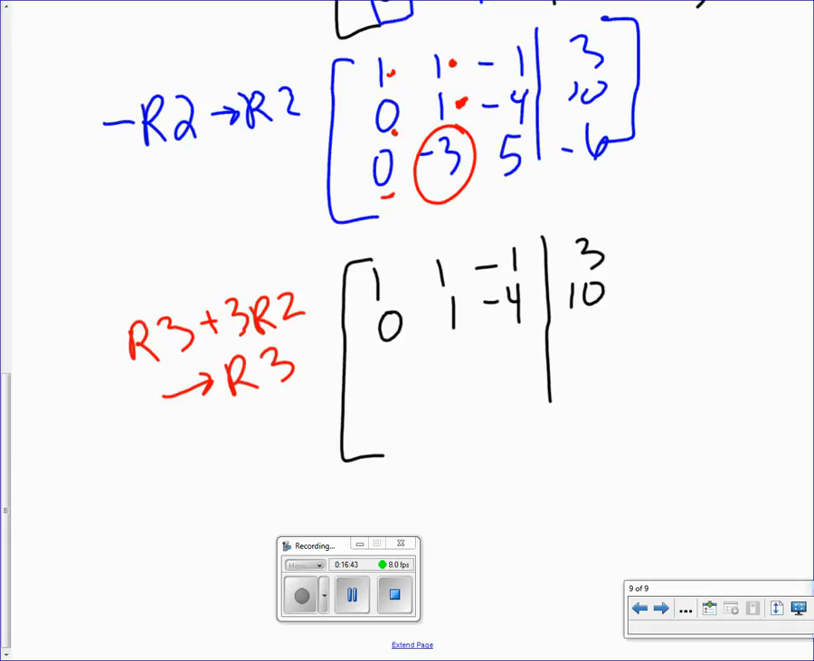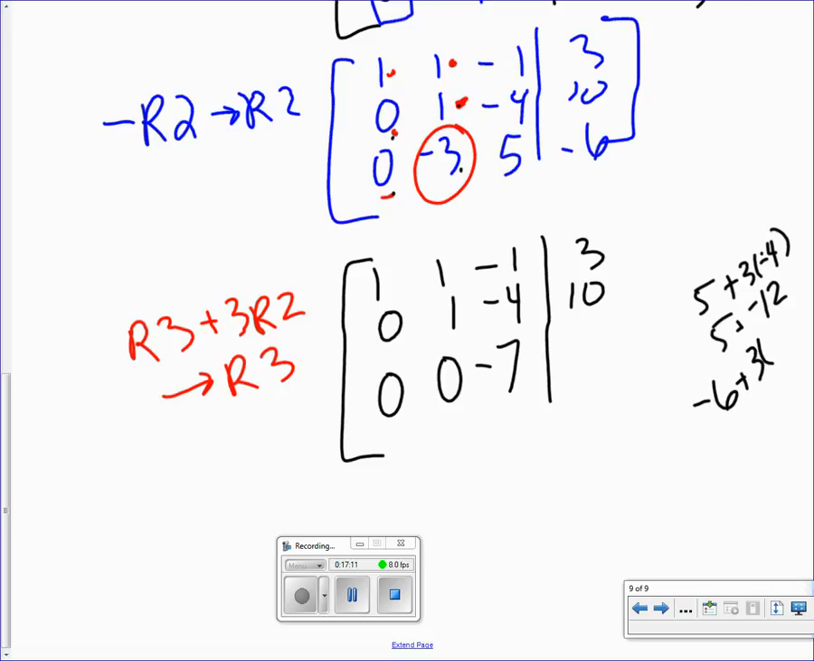Okay, so I have 0 plus 3 zeros, that's 0. Negative 3 plus 3 ones, that's 0. 5 plus 3 negative 4s, that's 5 plus negative 12, that's negative 7, I believe. And then lastly, I have negative 6 plus 3 10s. That's negative 6 plus 30. That's 24.